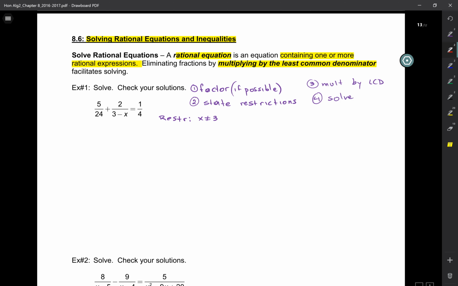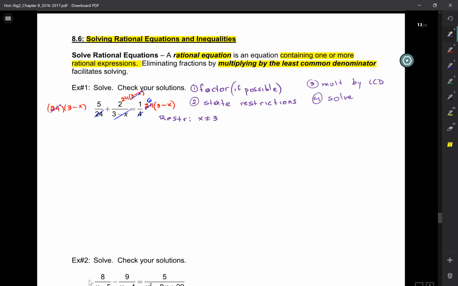Okay, so in this problem, what is the LCD? Well, we're going to have a 24 times a 3 minus x. Okay? Every single term gets multiplied by 24 times 3 minus x. Now, we're going to reduce everything that can get reduced. So in the first case, the 24 and the 24 go away. Here, the 3 minus x and the 3 minus x go away. And here, between the 4 and the 24, I have a 6 left in the numerator, right? So I'm just simplifying, I'm reducing, whatever you want to call it.